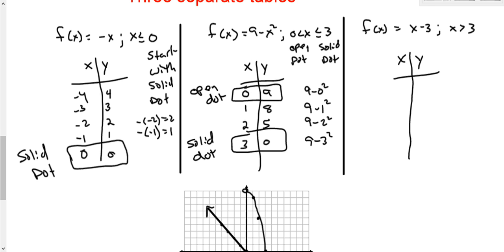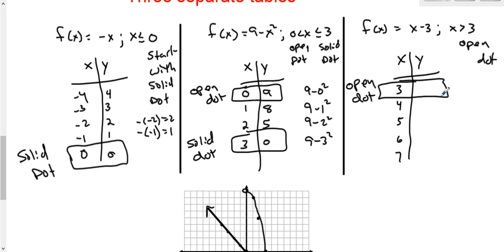We have f of x is equal to x minus 3 when x is greater than 3. So I'm going to start with 3 and count up. I start at the 3 with an open dot. When I plug in 3, 3 minus 3 is 0. 4, 4 minus 3 is 1. When I plug in 5, 5 minus 3 is 2. So you can see I'm just counting up by ones here. 6 minus 3 is 3, and 7 minus 3 is 4.